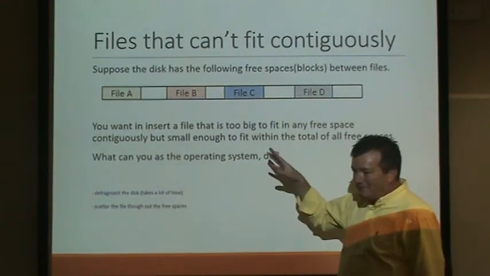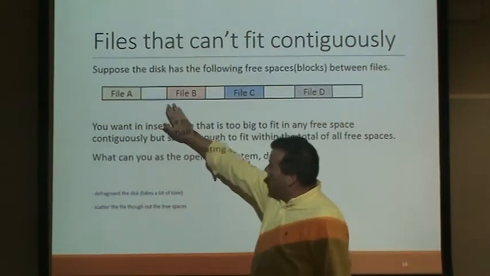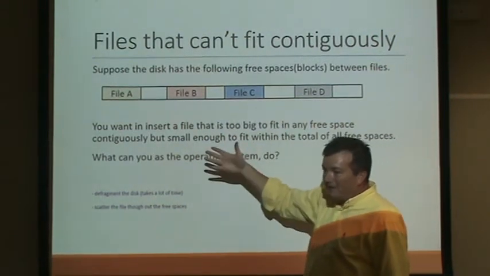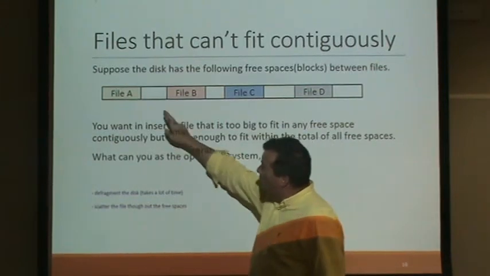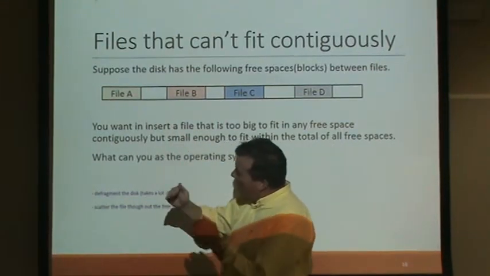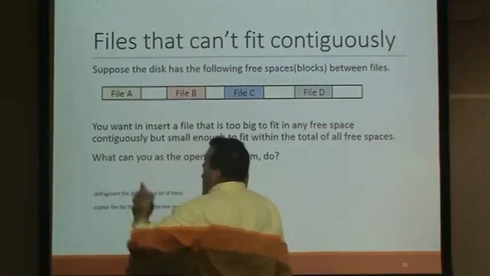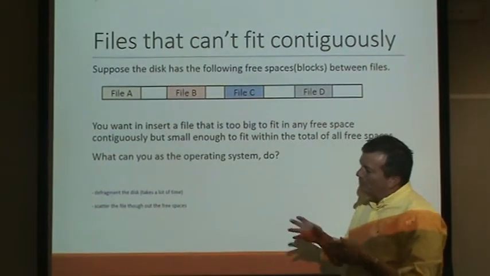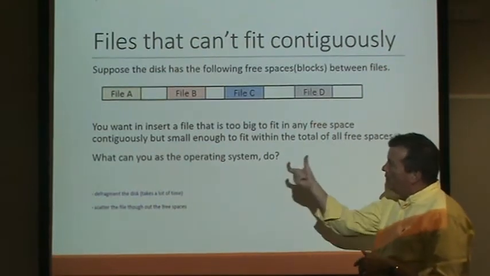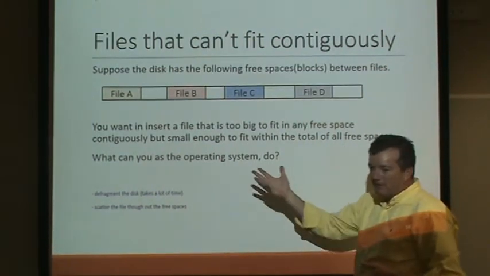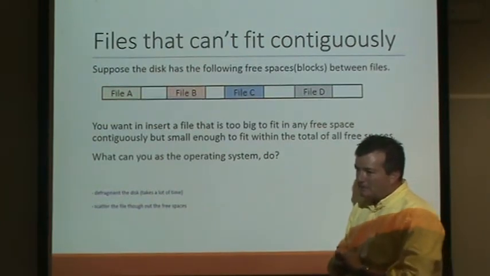Any other suggestions that we could do if the file can fit a little here, a little here, and a little here? Split up the file. So we put part of it here, and the thing is, our directory entry is going to tell us where the file starts. So now if there's three parts to the file, and we can find the first part, how do we find the second and the third part?